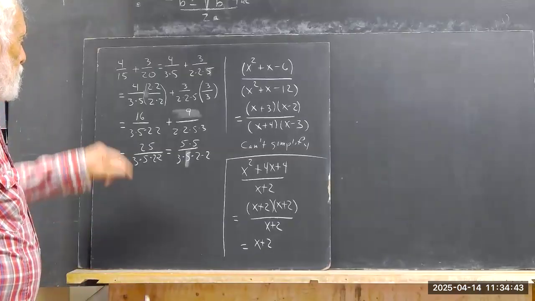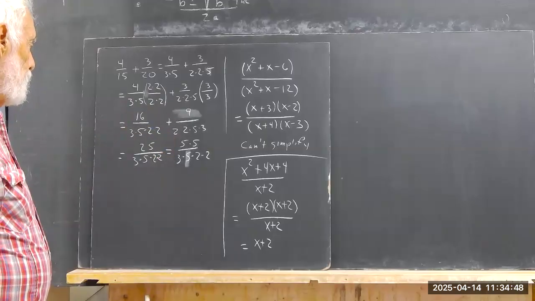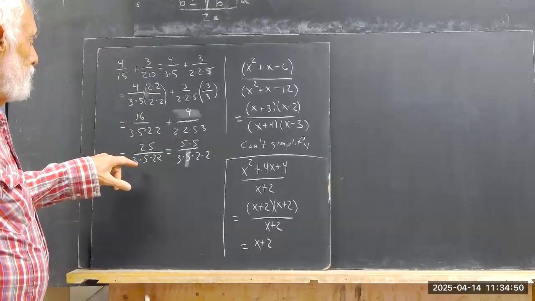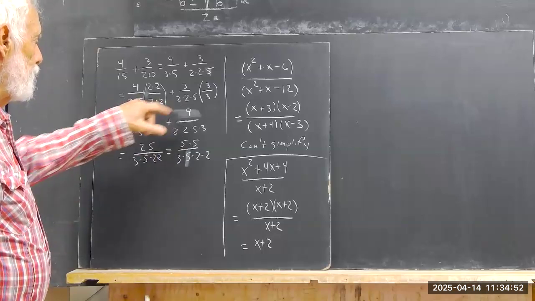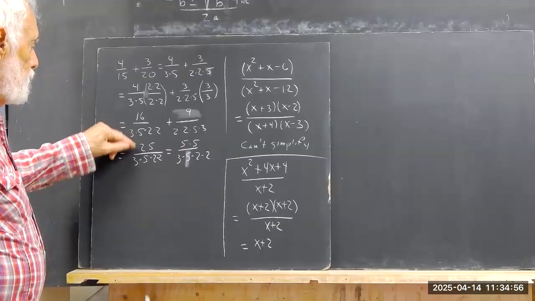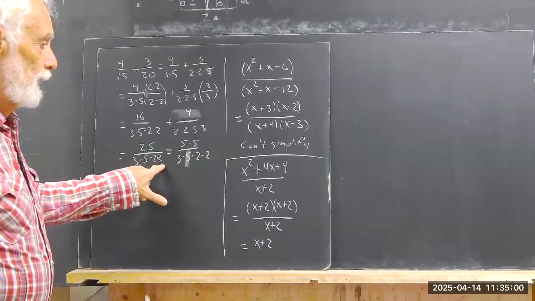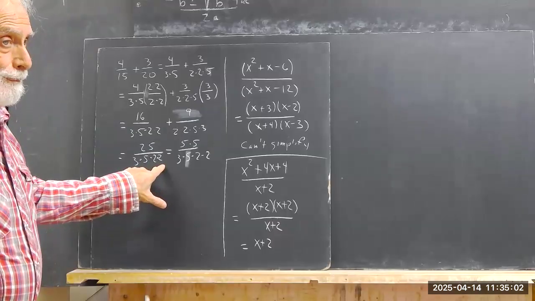Okay, again, we got 16 plus 9 over the common denominator. 16 and 9 is 25. So we get 25 over the common denominator, which is 3 times 5 times 2 times 2. And if you write that in a different order, it's just fine.